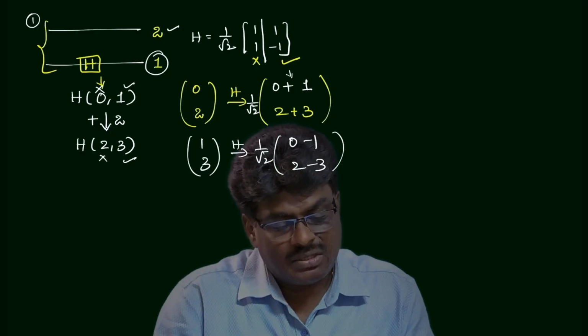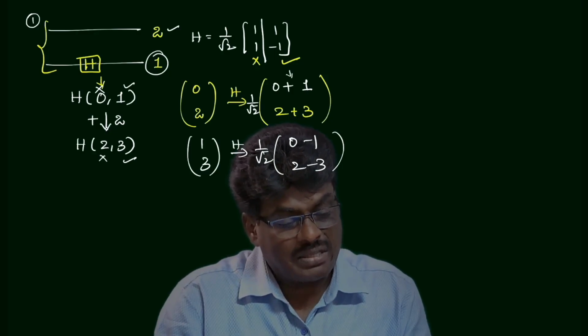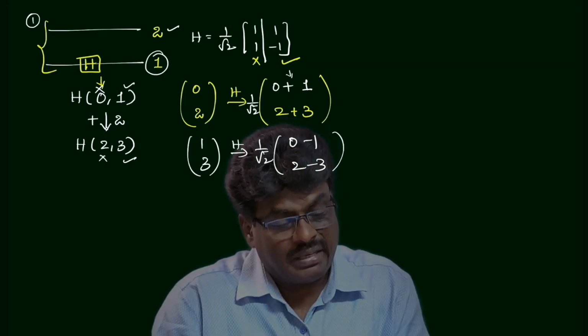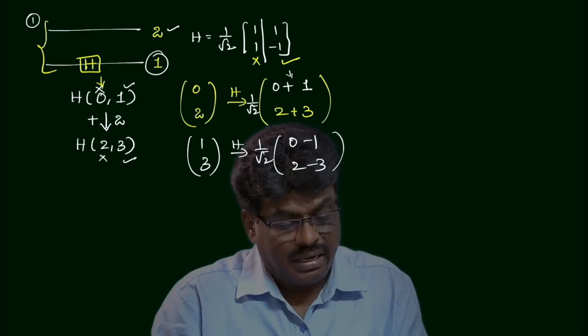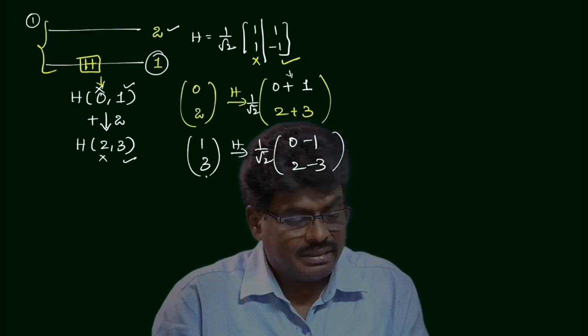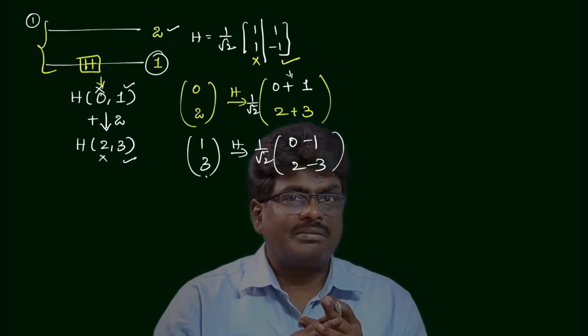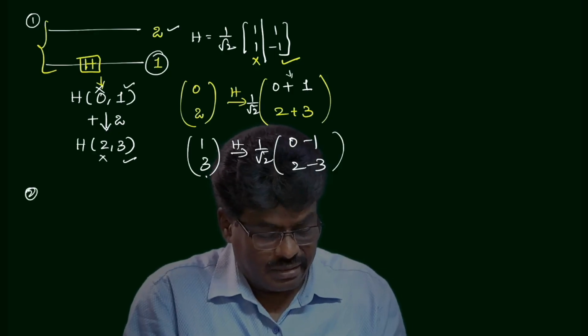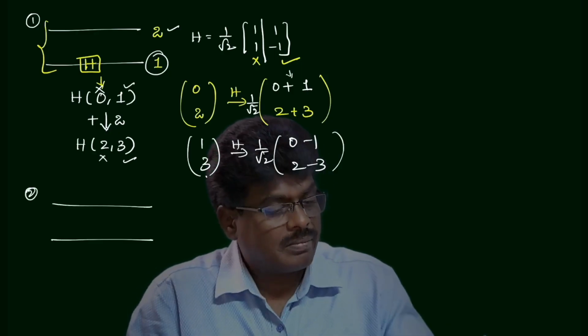Because here 0 is in the off state and 1 is in the on state, that's why I have taken the second column. Here 2 is in the off state, I have taken the first column, and here 3 is in the on state, that's why I have taken the second column. Directly we can write. Still not understanding? Let me take one more example.